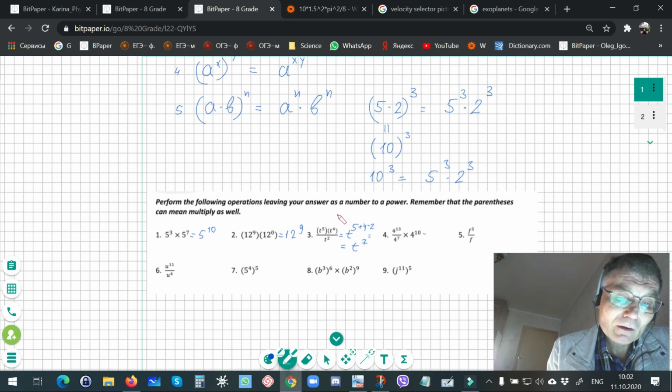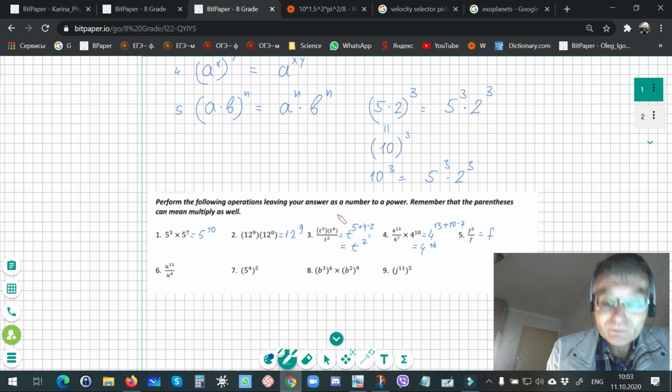Here, again, a numerical problem, and we have the base of 4. We have to add everything in the numerator, 13 plus 10, and subtract everything in the denominator, which gives 4 to the power of 13 plus 10, it's 23, minus 7, it's 23 minus 3 gives 20, and minus 4, it's 4 to the power of 16.